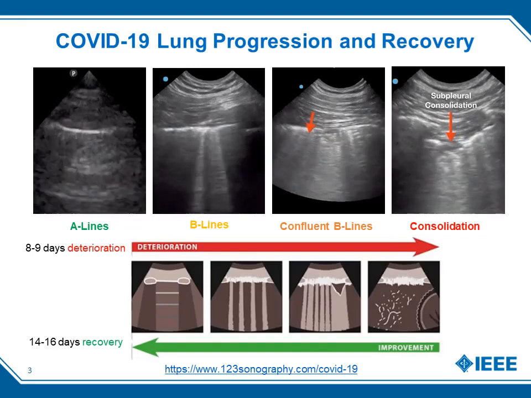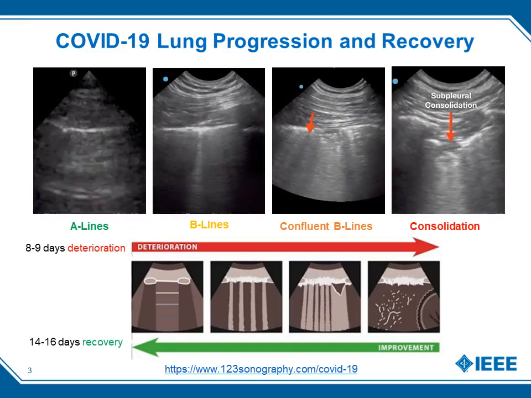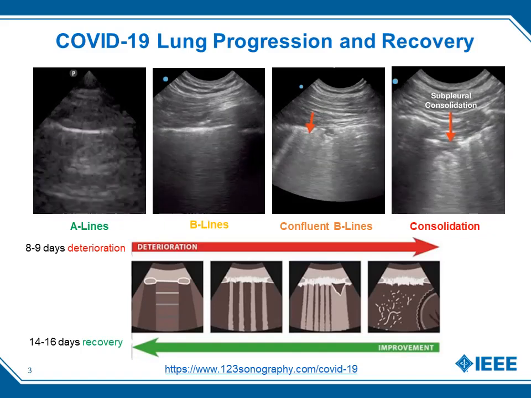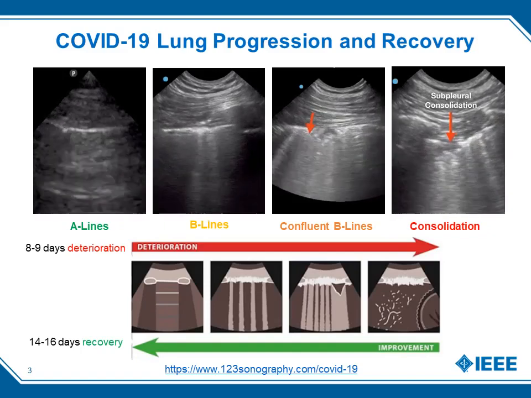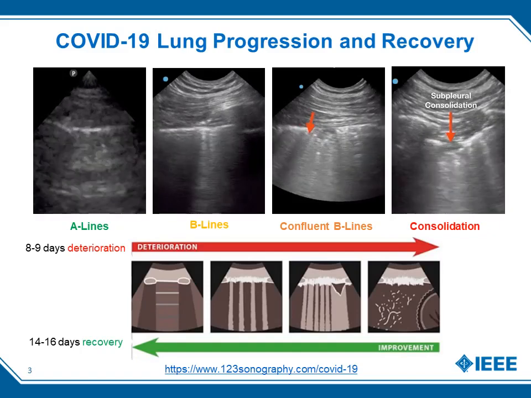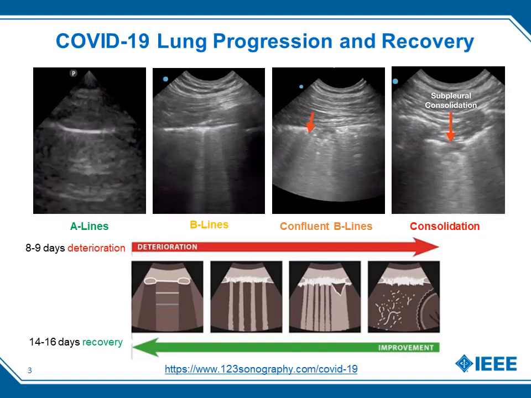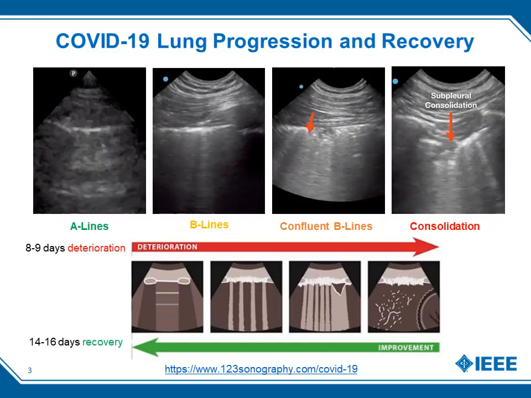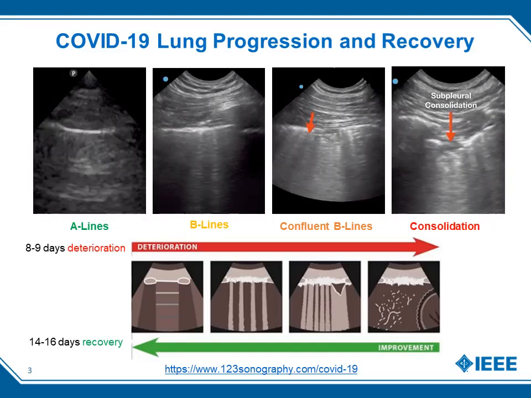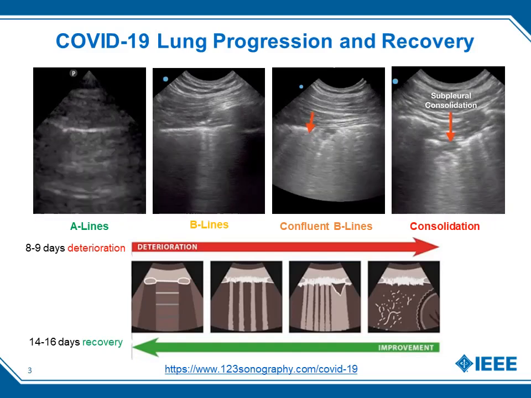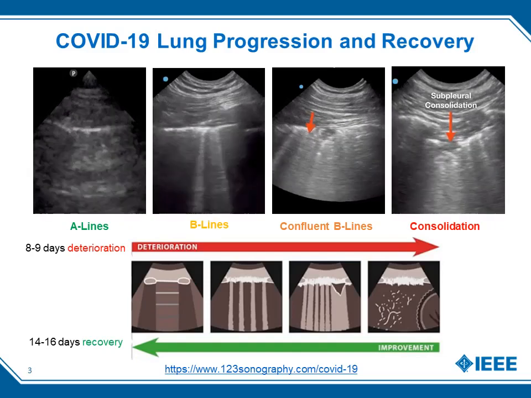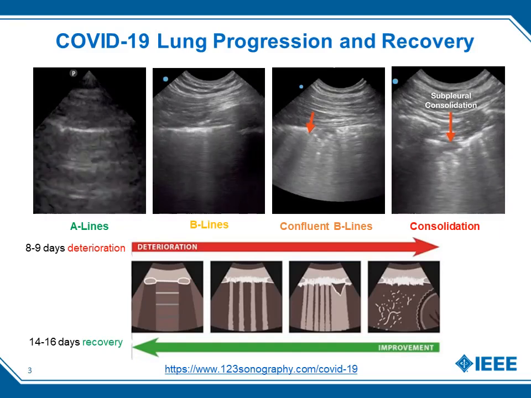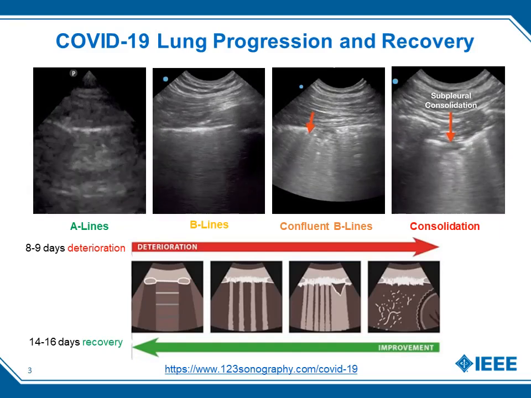A-lines are horizontal air artifacts of normal lung parenchyma. B-lines are vertical comet tail artifact lines that move with lung sliding. More than 3 B-lines in one intercostal field represent subpleural interstitial fluid. Lung consolidation may occur when inflammatory and purulent fluid fills the alveoli and the lung appears solid with a homogeneous, relatively fine echotexture. Different consolidations may correlate with a bacterial versus viral pneumonia.